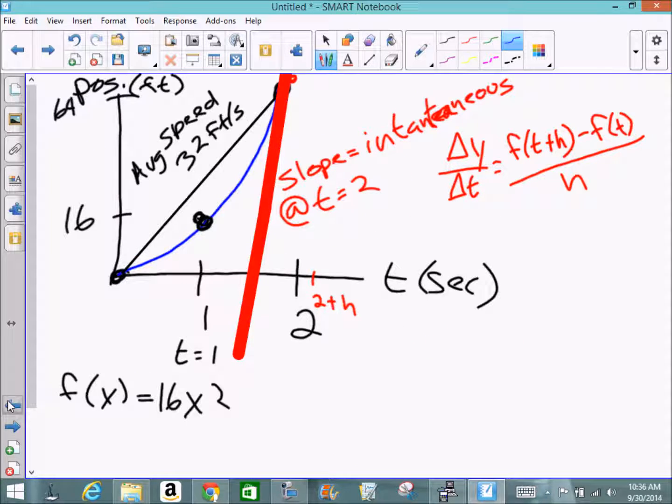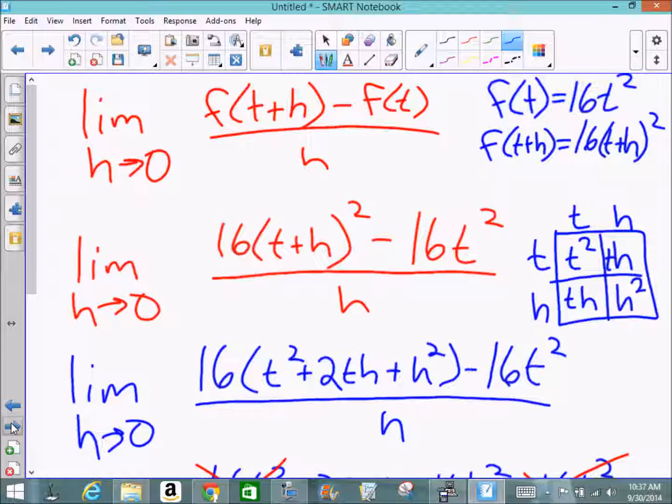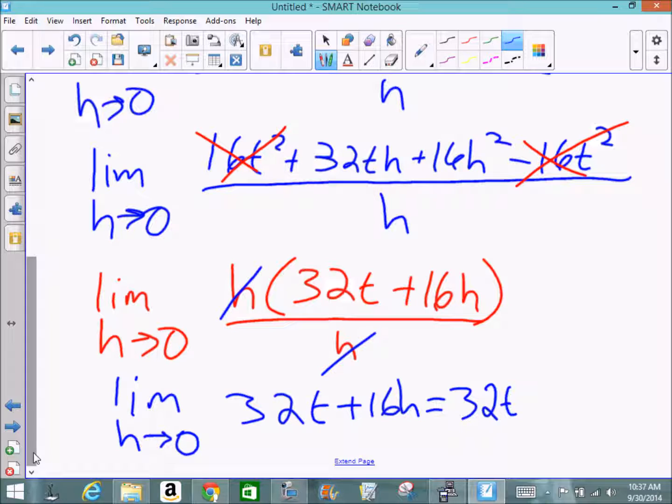What does that mean? That means that the instantaneous velocity can be evaluated at 32t, but when are we looking at this? When t equals 2. So the instantaneous velocity at this particular point in time will be 64 feet per second. And that's it. That's all we were trying to do, was find the instantaneous velocity when t equals 2, and we calculated that to be 64 feet per second.